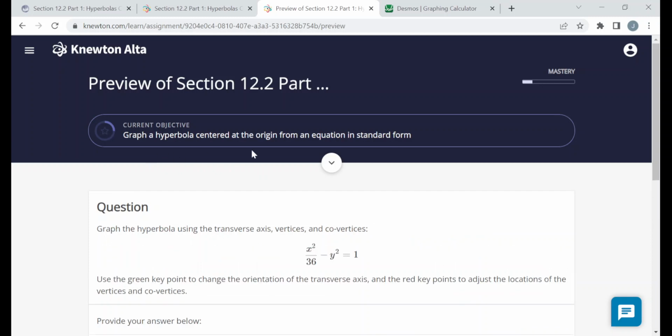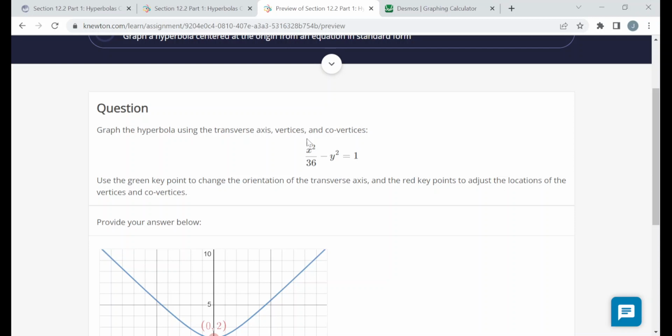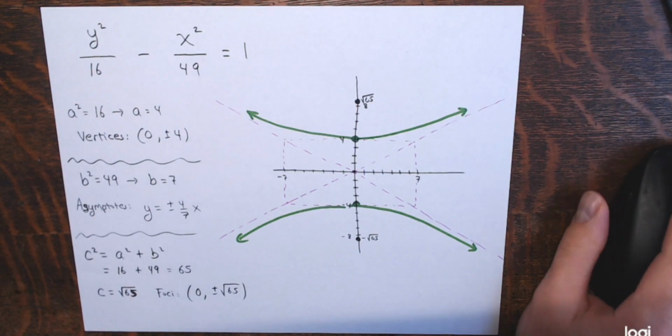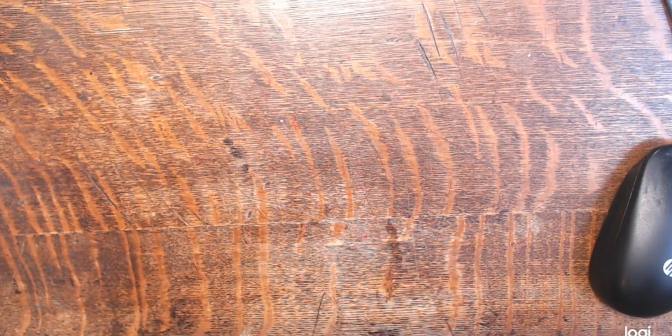Alright, so back to graphing a hyperbola centered at the origin. And once again, we're given an equation here in standard form. And once again, I'll draw it by hand first. We'll look at the Desmos site, and then I'll come back to this. And I think that'll be the last one I do. And then I'll do a lot of other ones without drawing.